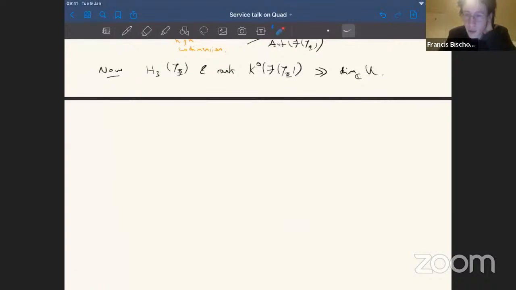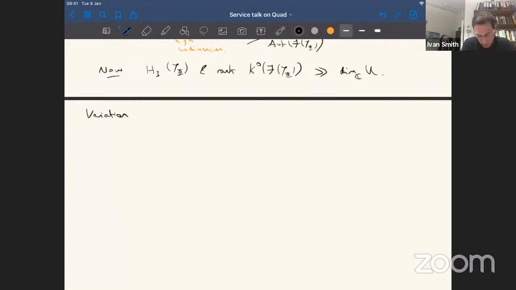Okay, so the variation that works out somewhat better is to think about meromorphic quadratic differentials.